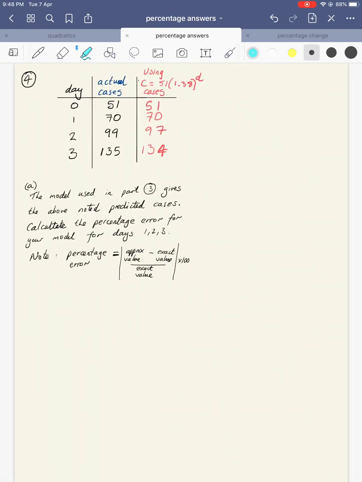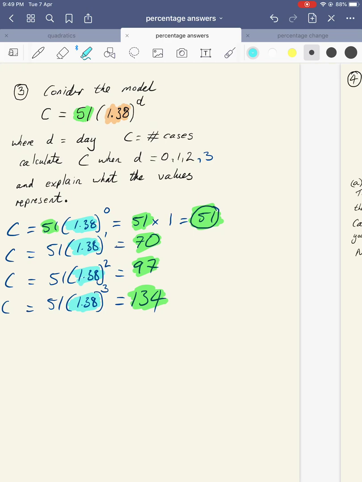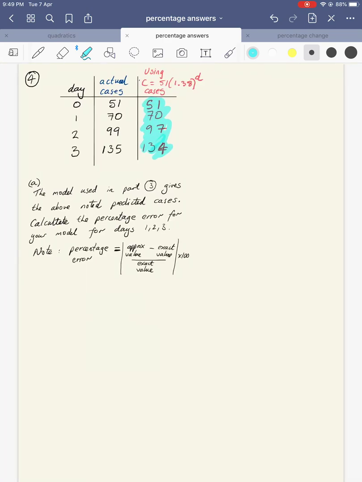And then this final part, question 4, can you see I've transferred the 51, 70, 97 and 134. These are the number of cases using our model. So these are the answers for the previous question, 51, 70, 97 and 134. And we actually want to compare how accurate is our model at making predictions, because the actual cases are here.